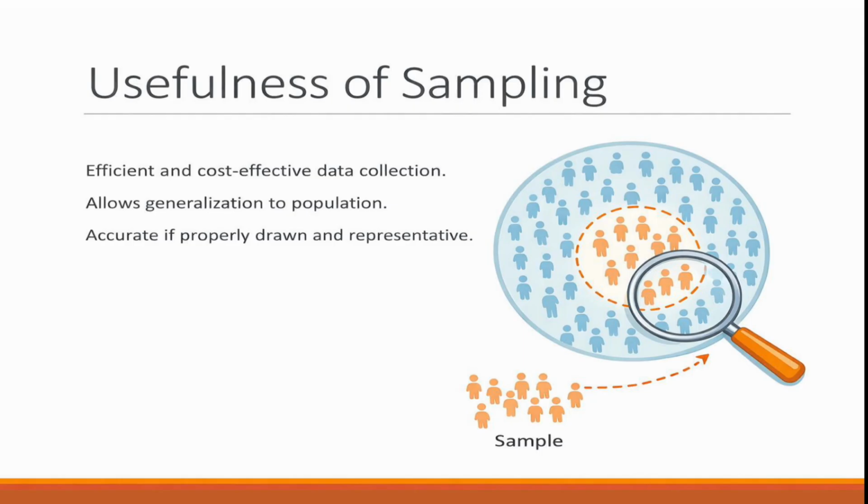Sampling is extremely useful. First benefit, efficiency. You save time and resources. Second benefit, generalization. With proper sampling, you can make conclusions about the population. Third benefit, accuracy. A well-designed sample can give results almost as accurate as a census. Example, election polls survey only a few thousand voters, yet predict national results. That's why sampling is central to research.